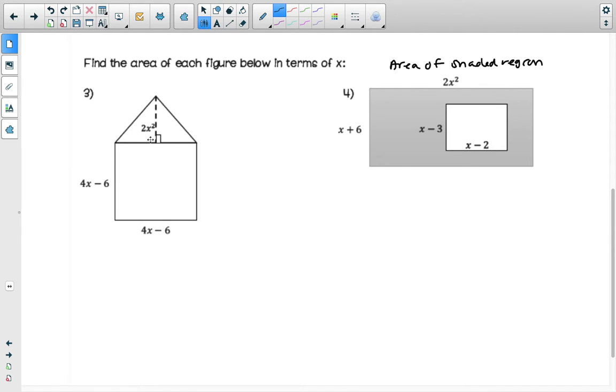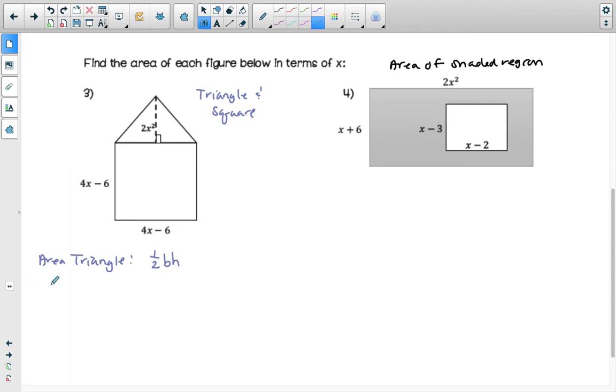So let's look at question 3. We have a triangle on top and also a square on the bottom. So we're going to find the area of the individual pieces, and then we will combine the two. So this is a triangle and a square. Because our sides are the same here, 4x minus 6, 4x minus 6, this will be a square. So let's find the area of a triangle. Area of a triangle is 1/2 base times height.